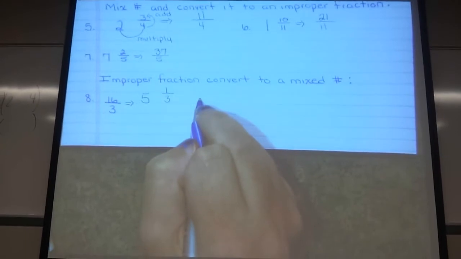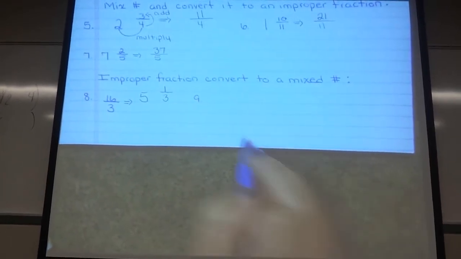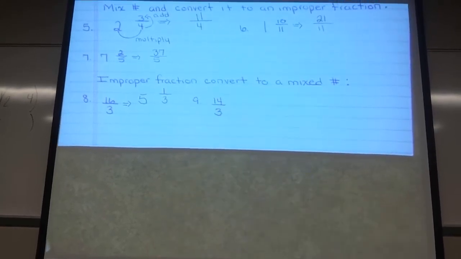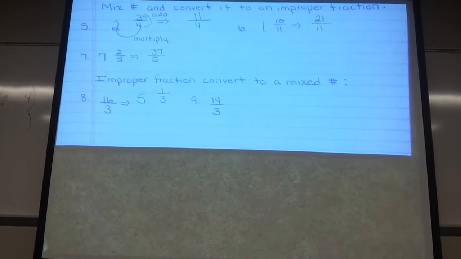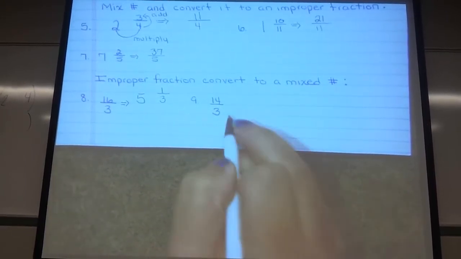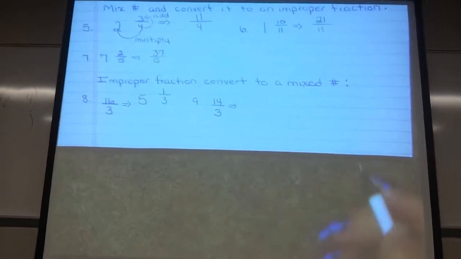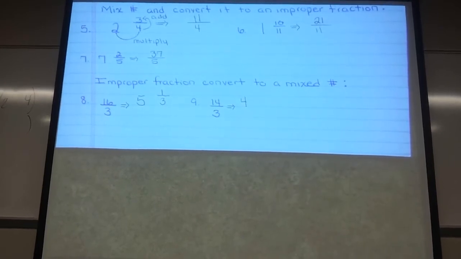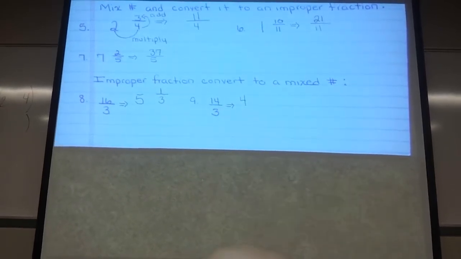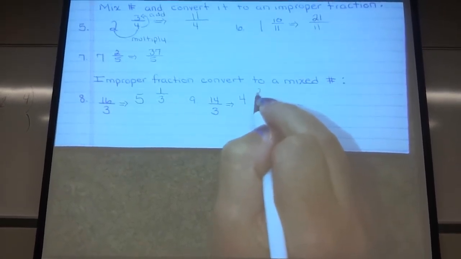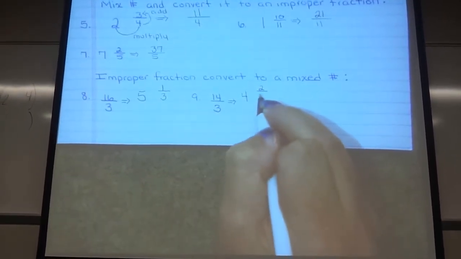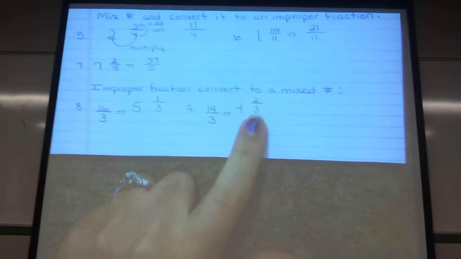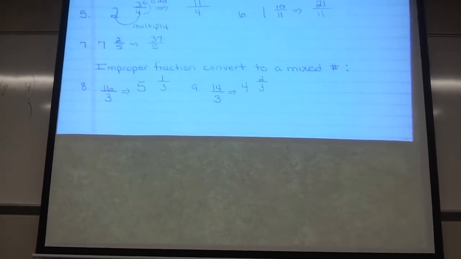Let me give you another one. 14 over 3. So how many times would 3 go into 14? 4. So that's your whole number. Now what is 4 times 3? 12, but I'm at 14, so what would be the remainder? 2/3. 2, and keep it over your denominator. The denominator is always going to stay there. And again, you can check it. 4 times 3 is 12, plus 2 gives you that 14 that you started with.